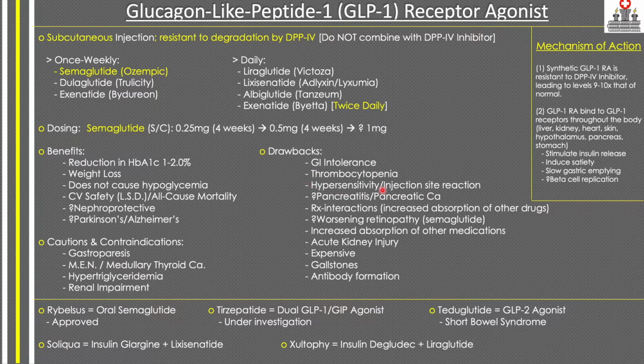Because this medication is an injection, of course there's risks for injection site reactions and hypersensitivity reactions, but of course this is rare. Similar to the DPP-4 inhibitors, there's a concern that this could cause pancreatitis or pancreatic carcinoma. In patients who have hypertriglyceridemia and perhaps have suffered from pancreatitis in the past, then I would be cautious to prescribe this medication in them.